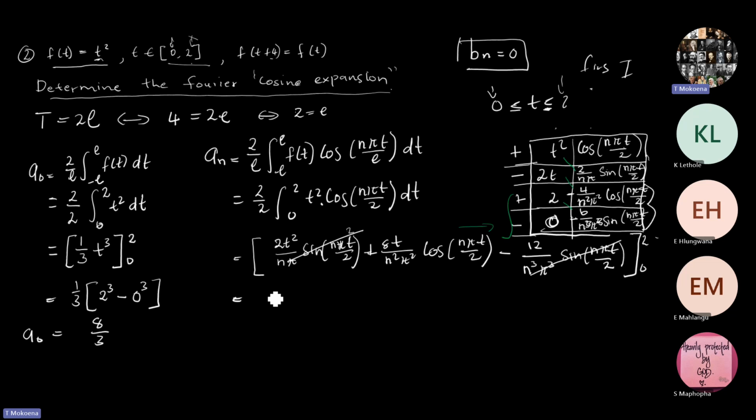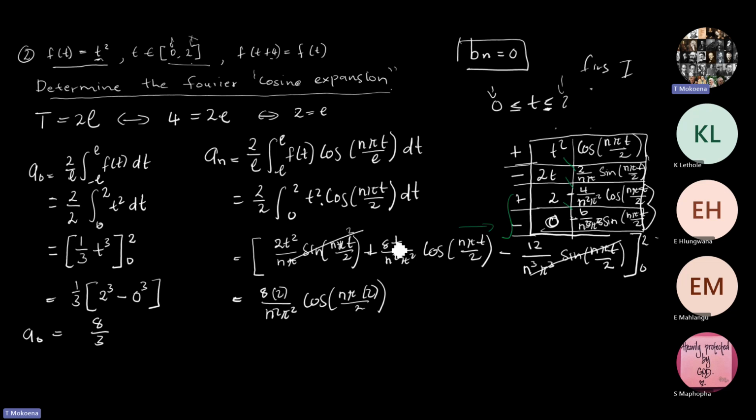We have 8 times 2 divided by n squared pi squared cos of n pi. We have 2 there, we have 2 there. That's our upper bound. We substituted 2. Now let's substitute the lower bound. The lower bound is 0.